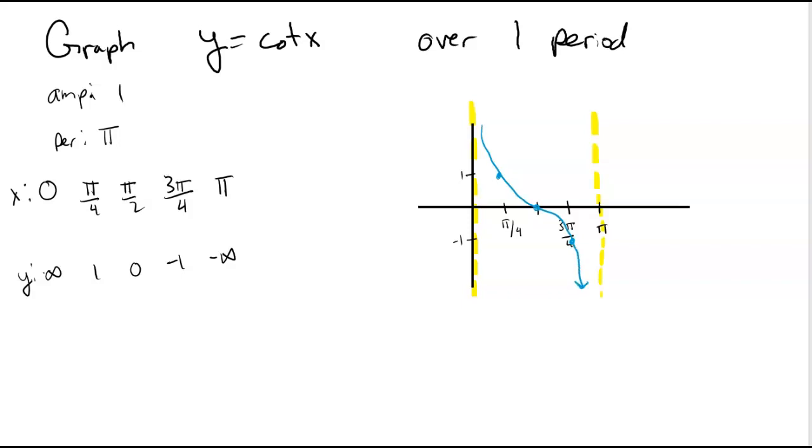To the best of your ability. And that is what our graph over one period looks like. If we did have an a value that was negative, a tangent graph could potentially look like a cotangent graph and vice versa.